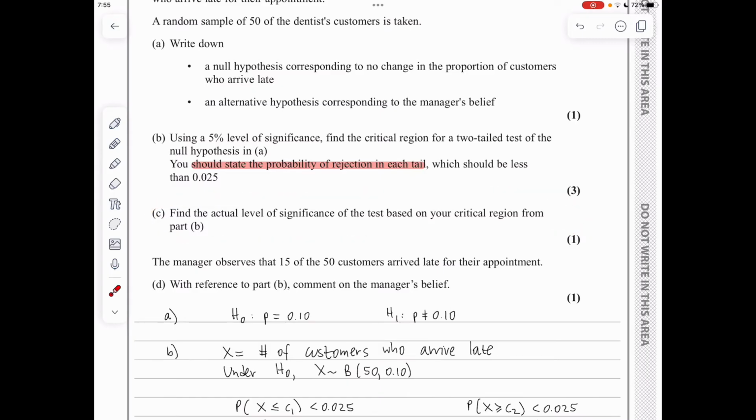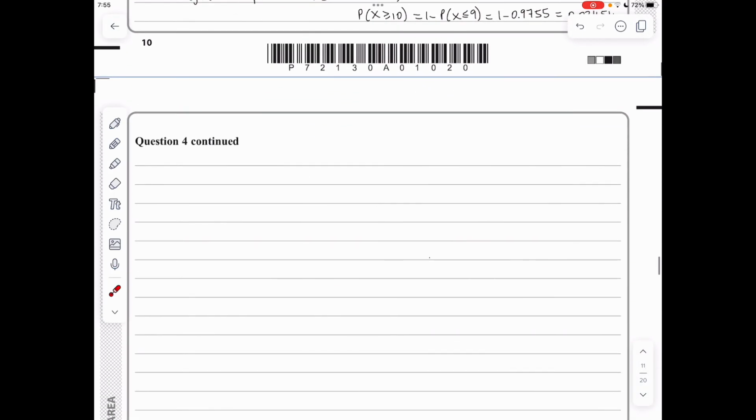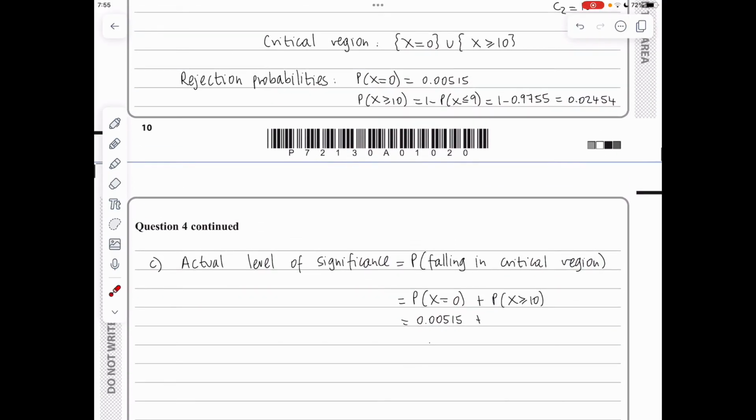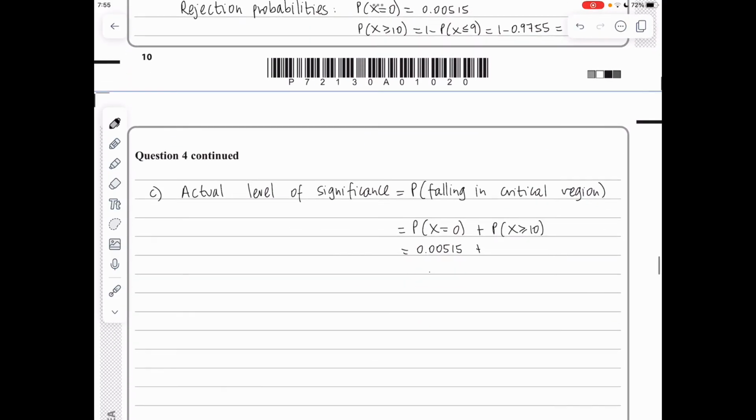In part C, we are asked to find the actual level of significance of the test based on the critical region we just found. So we know that the actual level of significance is simply the probability of falling in the critical region, which simply means that we either got X to be 0 or X to be greater than or equal to 10. So the probability of X being 0, we said it's 0.00515, and the probability of X being greater than or equal to 10, we just found from before, it's 0.02454, and this gives an answer of 0.02969.